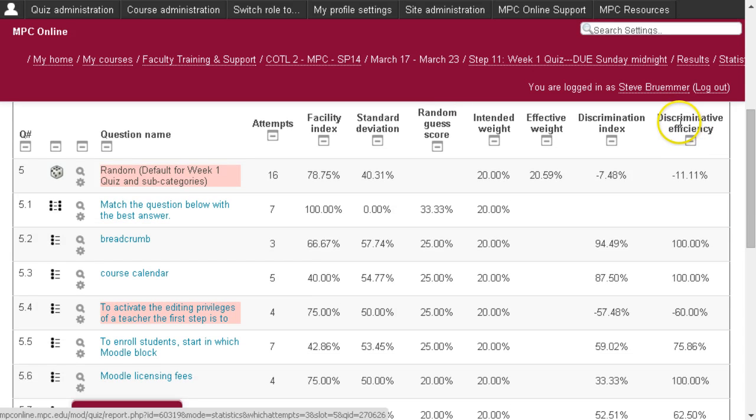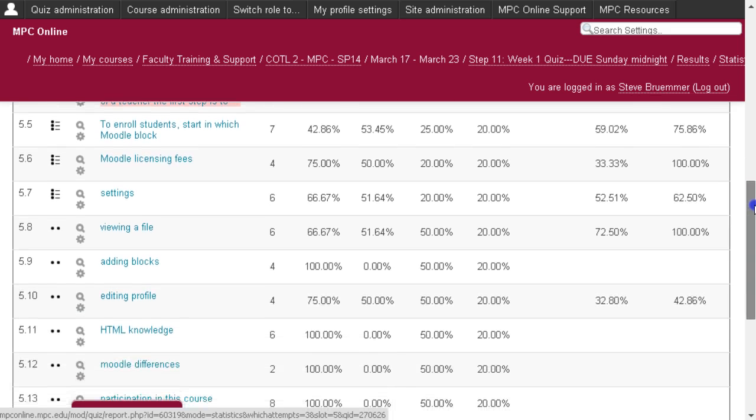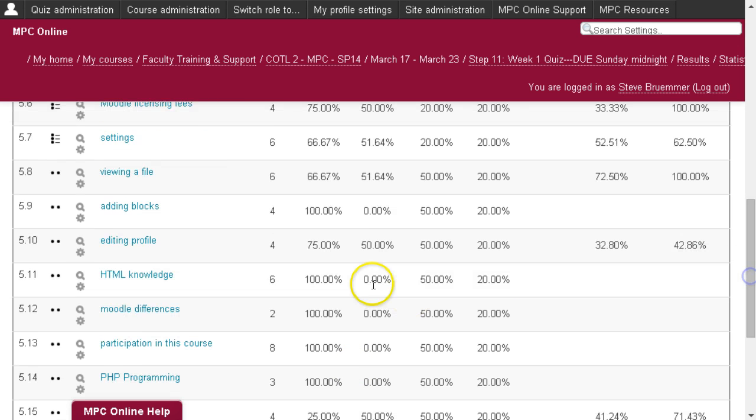The next column I want to talk about is this discriminative efficiency. I don't know exactly what this means when I read the explanation. What it says is that questions. Well, here, let me just read it to you. An item which is either very easy or very difficult cannot discriminate between students of different ability, because most of them get the same score on that question. So questions like these, where everyone scored 100%, the question cannot be a good discriminative question.